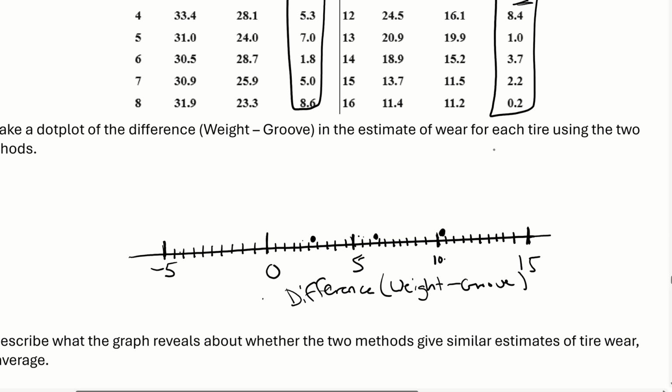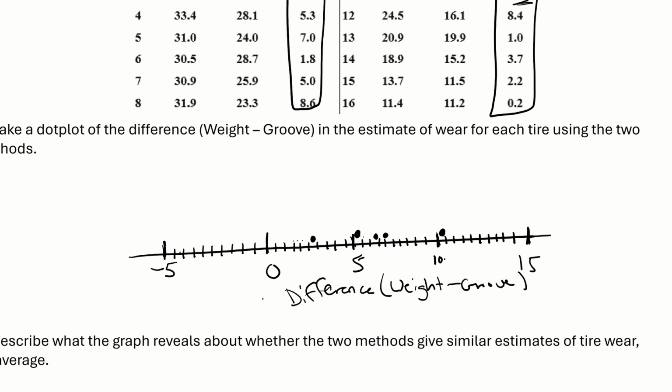Okay, so now we got 5.3, which is a little bit after, so that means 5.3 is going to be pretty close to 5. Do it there. Okay, and we got 7.0, which is exactly there. Then we got 1.8. We got 1, almost 2.